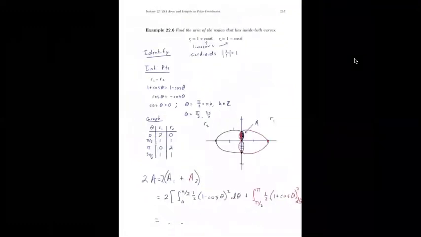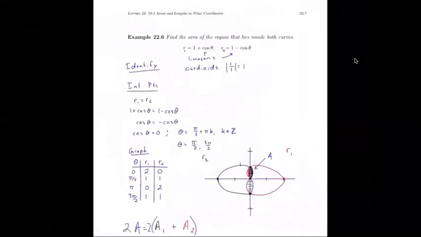Okay, and a third one, just focusing again on the setup for these. Find the area of the region that lies inside both curves. R1 is 1 plus cosine theta. R2 is 1 minus cosine theta. Now notice these are limacons, A plus B cosine or sine theta, and we see 1 and 1 for coefficients. The absolute value of their ratio is 1, so these are both cardioids.